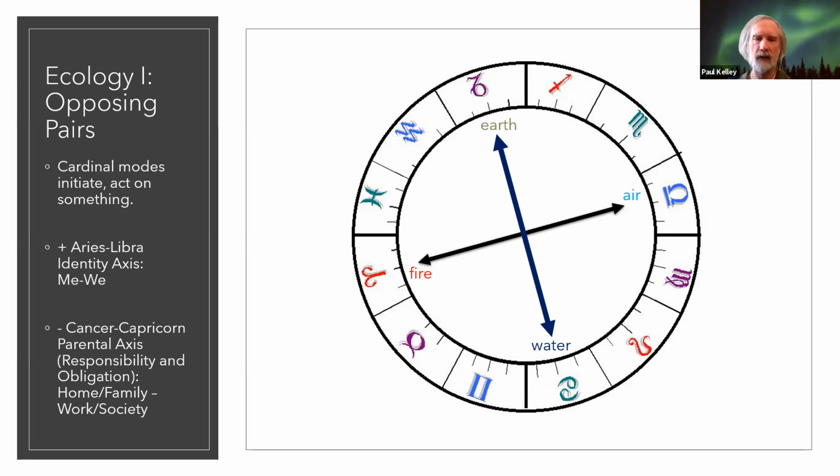So Cancer is concerned with the home, with the family, with nurturing and caring. Capricorn is concerned with work out in the world, with doing things in society, building up a reputation, yes, but also taking on a role to get work done in the world. Responsibility, obligation, it's common in both of these signs.